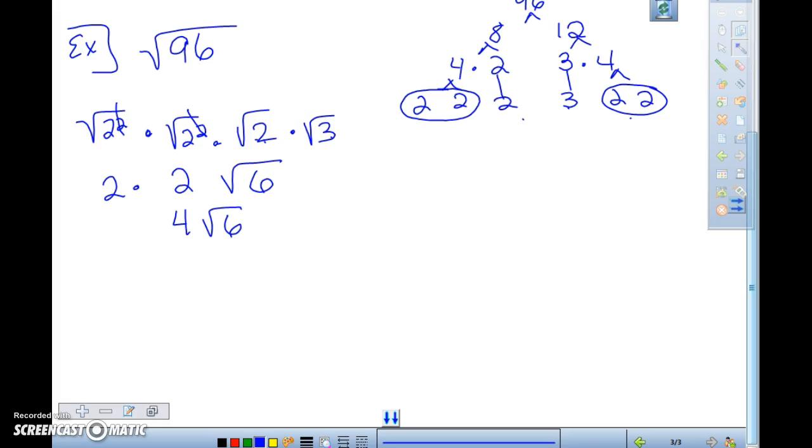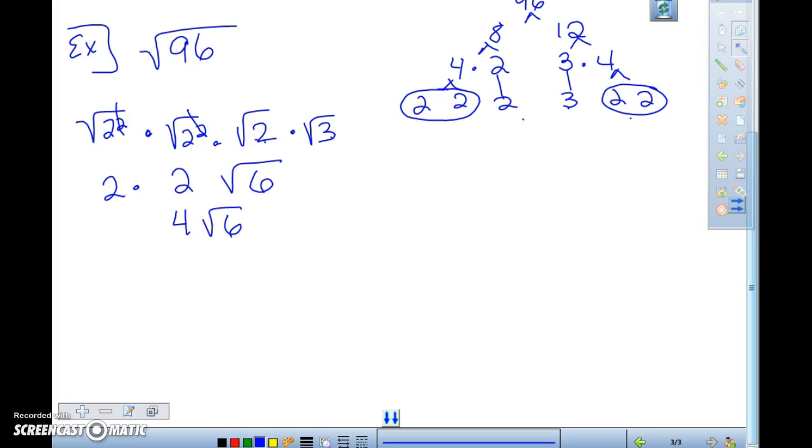Yeah, if I put this in my calculator, I can see the decimal. If I put 4 times the square root of 6, I should see the same decimal. This is equivalent to the square root of 96. They're equivalent, so on your calculator you should get the same decimal. If you don't, then you know you've made a mistake. Maybe you dropped a number or something to that effect.